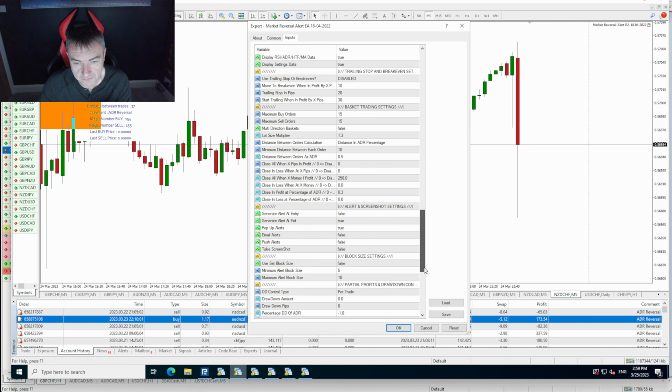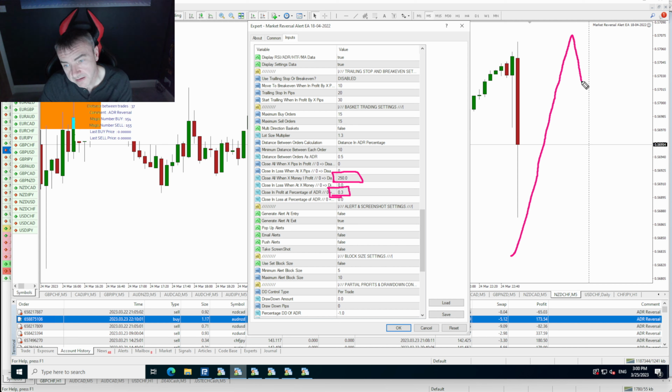You can see that the settings here for TP are set to 1/3 of an ADR, or $250, whichever comes first. The idea being the ADR reversals are an exhaustion on the day, and then we're looking literally for that quick pullback, 1/3 of an ADR. So we've moved up one ADR. What we're looking for is about 1/3 of a pullback on that entire move.